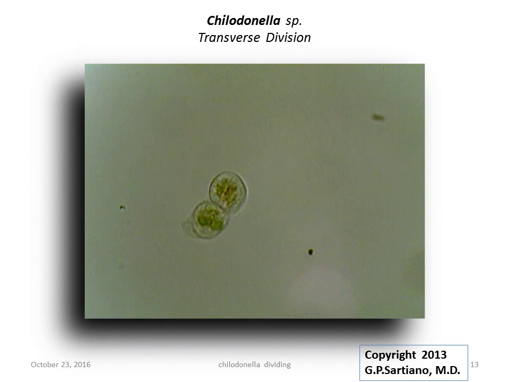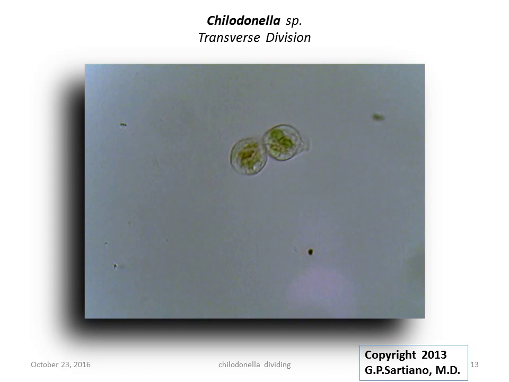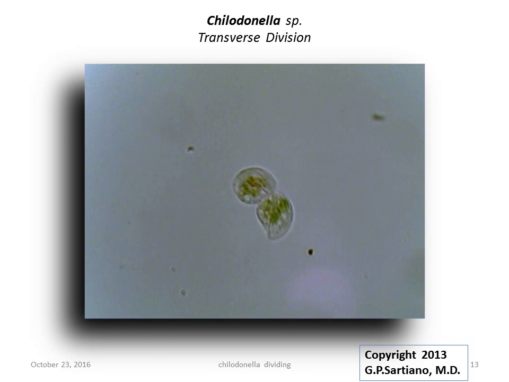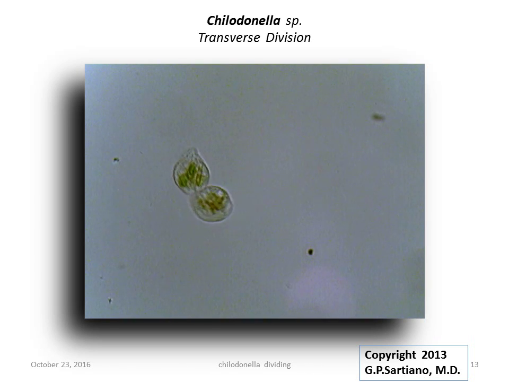This video shows late-stage division in Chilodonella. The anterior daughter cell has retained its fundamental structures, most notably its capital structures, while the posterior daughter cell is in the process of relatively quickly forming them.